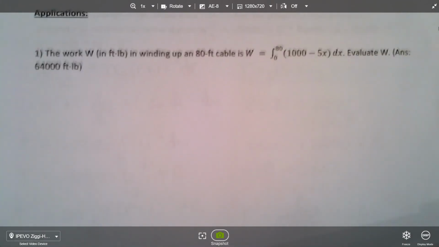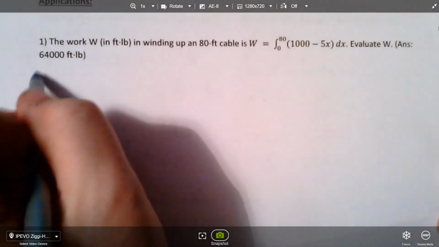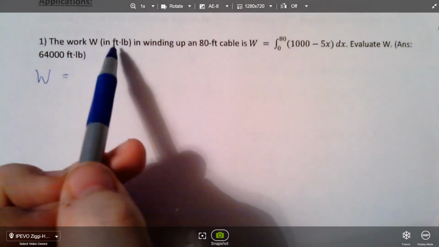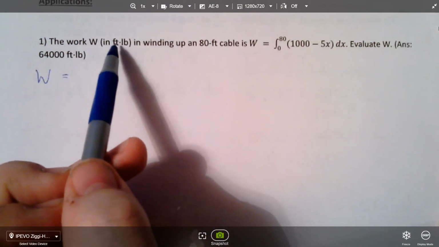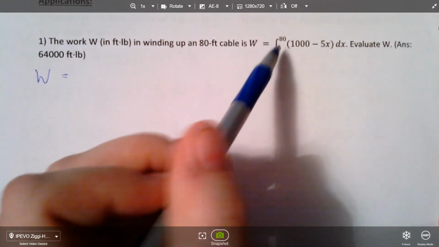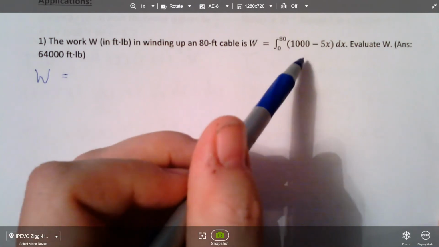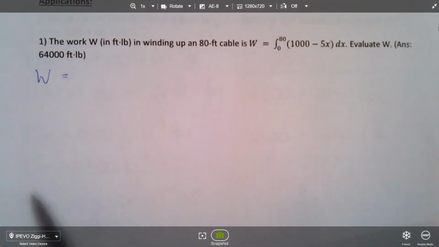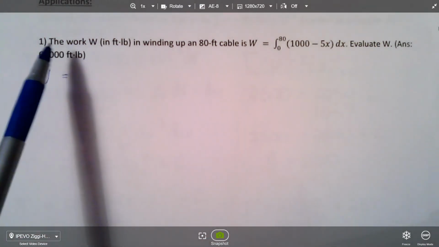All right, if you're still with me, we're going to do these last two examples. The work in foot-pounds is winding up an 80-foot cable. The work is defined as the integral from 0 to 80 of the following function. Find the total work. This was one of the simpler examples I could find.